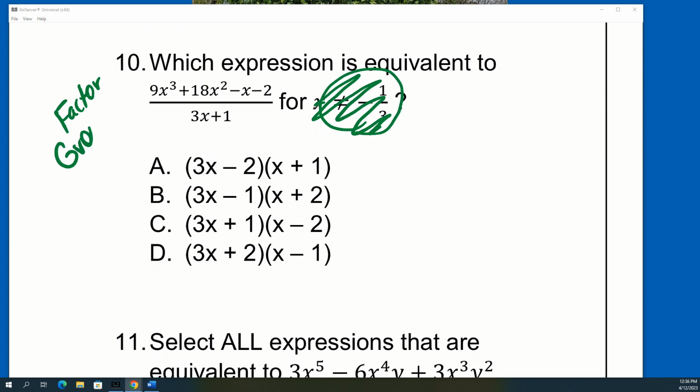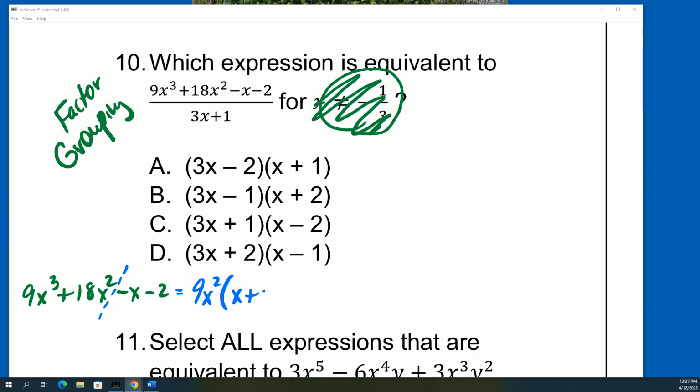Grouping. Okay, so I'm going to just come over to the side and factor it. It's not a ton of room here. All right, so we divide it into 2 groups. And then you're going to factor a common factor out of each group. So the first group, the common factor is 9x squared. And then when you factor that out, you divide each thing by 9x squared. It should leave you with x plus 2.